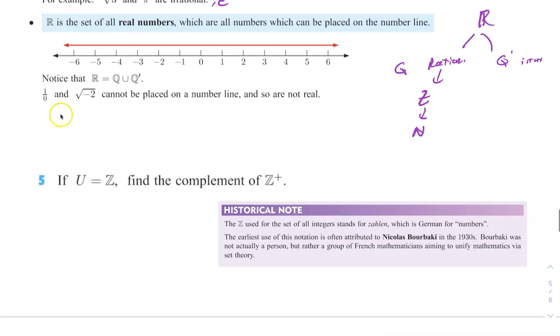And if you notice, like they've mentioned here, stuff like 1 over 0, you can't divide 1 by 0. Radical negative 2, that's an imaginary number. IB doesn't really do imaginary numbers. And since you can't put these on a number line, they're not considered real, so they're not real numbers.